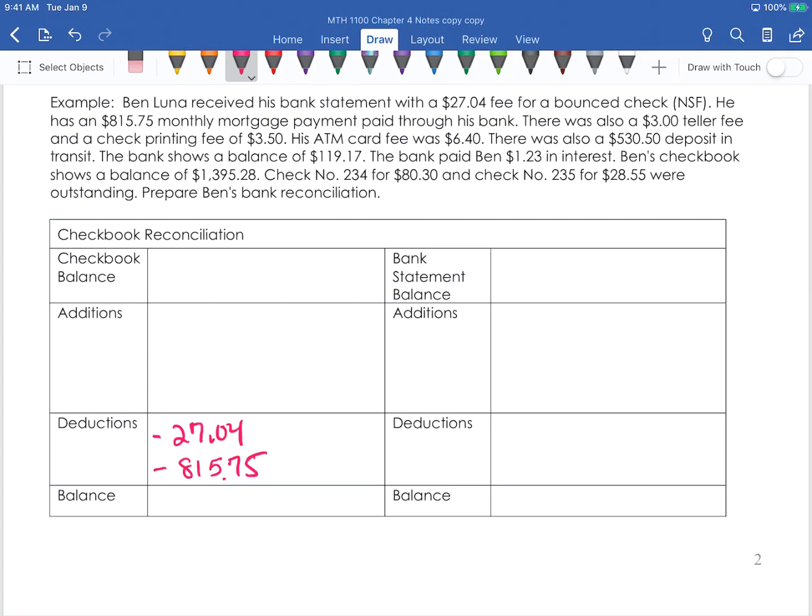There was also a $3 teller fee, so we're going to subtract $3. Let's see. There was also a check printing fee for $3.50, and there was an ATM fee for $6.40. It says there was also a $530.50 deposit in transit. So that means he deposited, but the bank hasn't processed it yet. So we want to make sure that that goes in the addition area of the bank statement side of this chart.